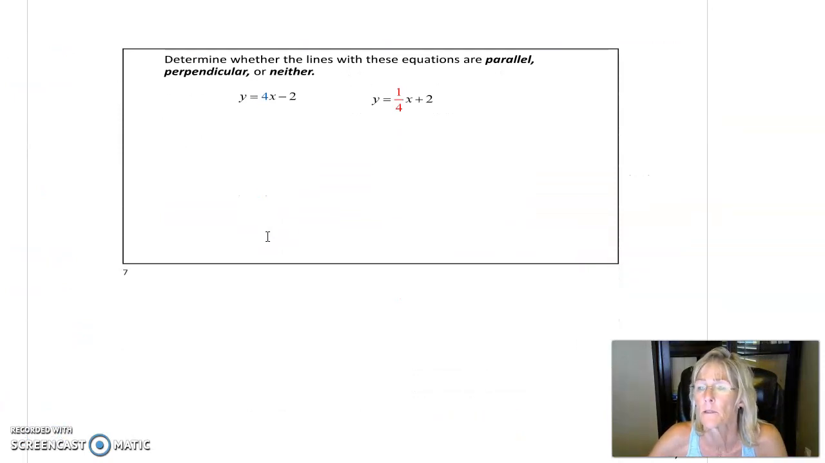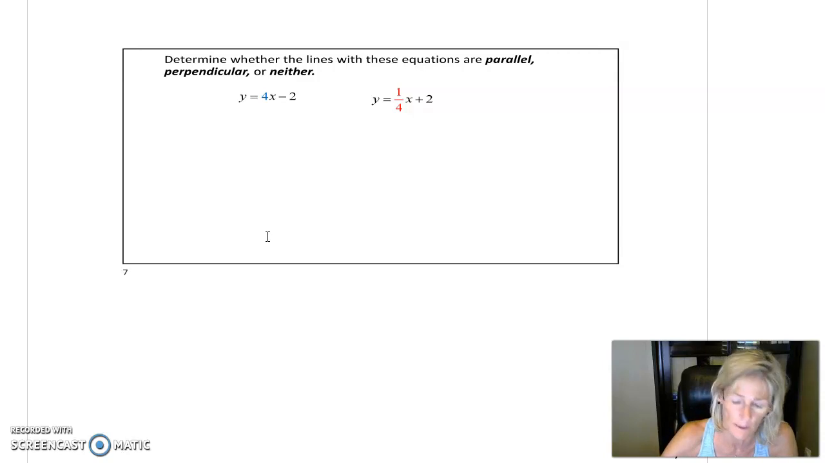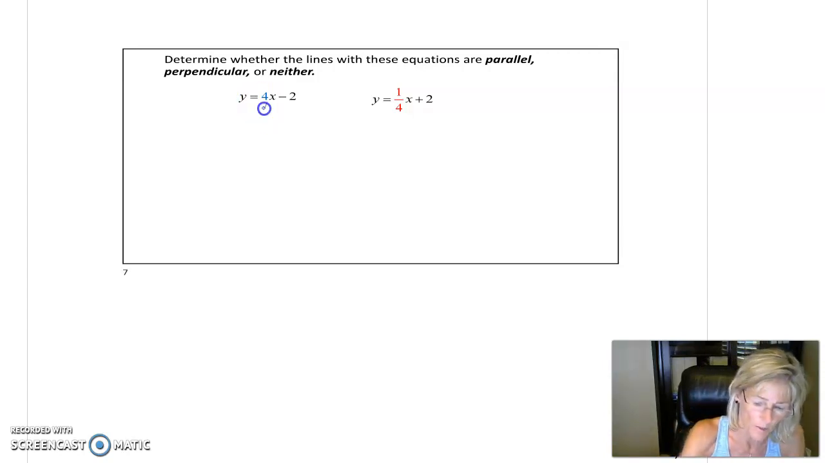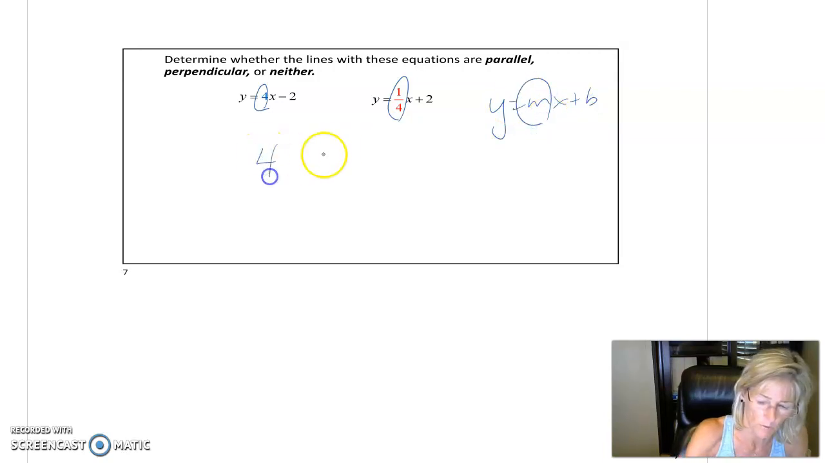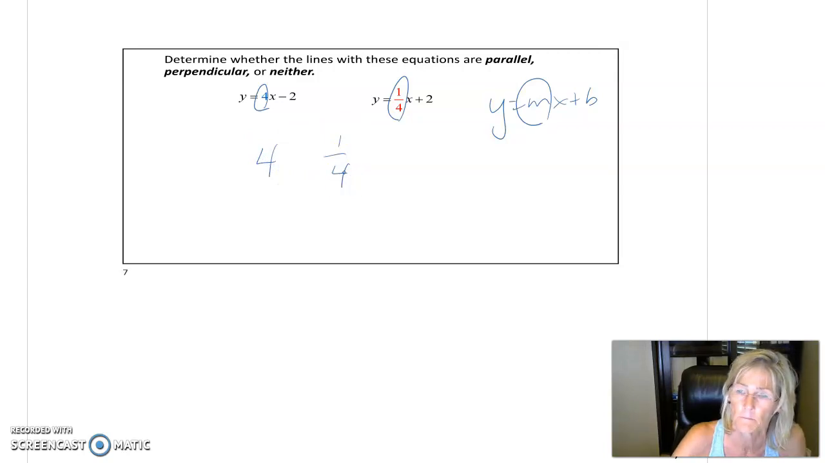Determine whether these lines are parallel, perpendicular, or neither. So this is really nice. We know that these numbers are our slope, because this is in y equals mx plus b form. So we know that's a slope. I'll have a slope of 4 and a slope of 1/4. They're not the same. We know they're not parallel. For them to be perpendicular, one of them has to be negative. So this one is neither.